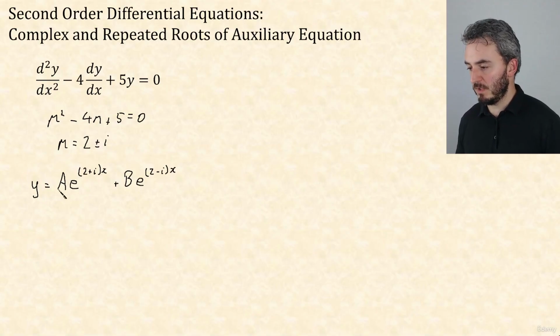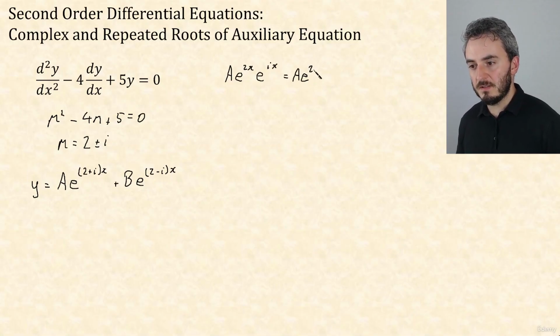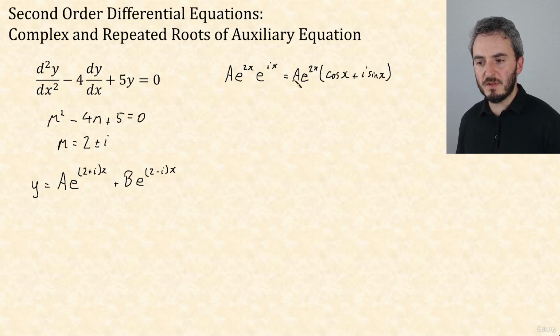Well, let's focus first on this one, a e to the (2 plus i)x, and let's split that up into a times e to the 2x times e to the ix. Well, a e to the 2x is fine, and e to the ix is also fine because you know that e to the i theta is cos theta plus i sine theta. So look, cos x plus i sine x. So it seems that this should be one solution.